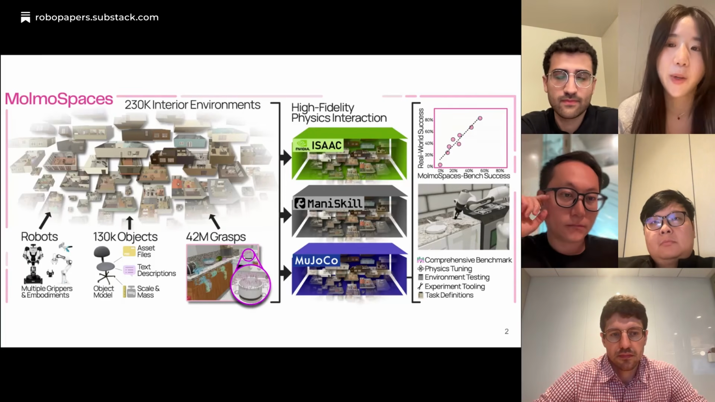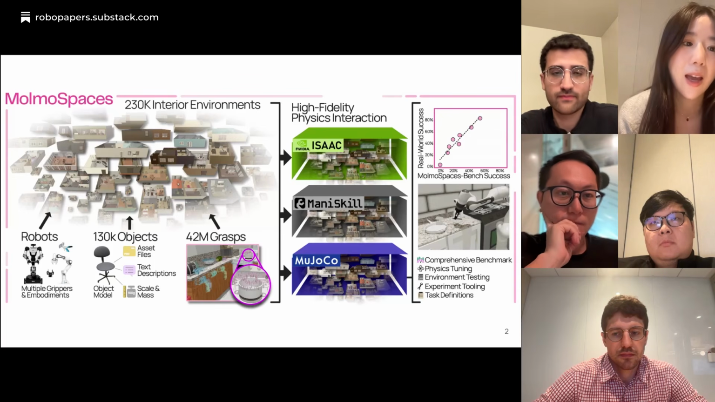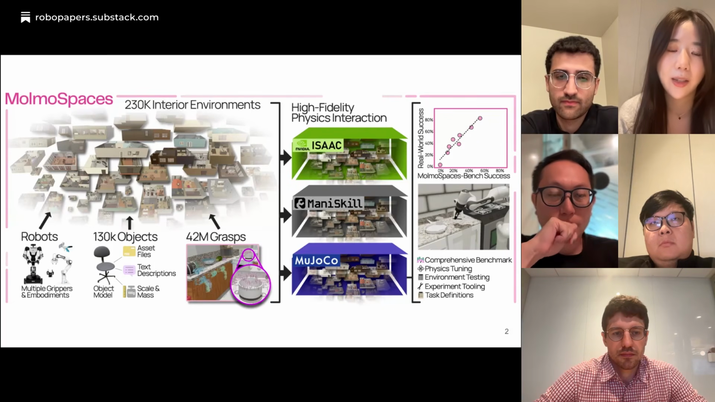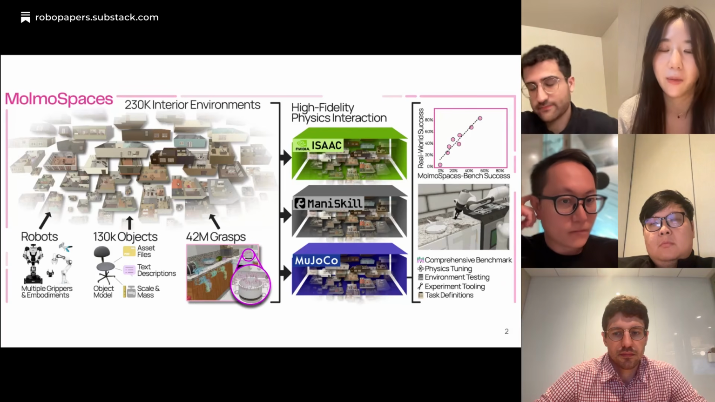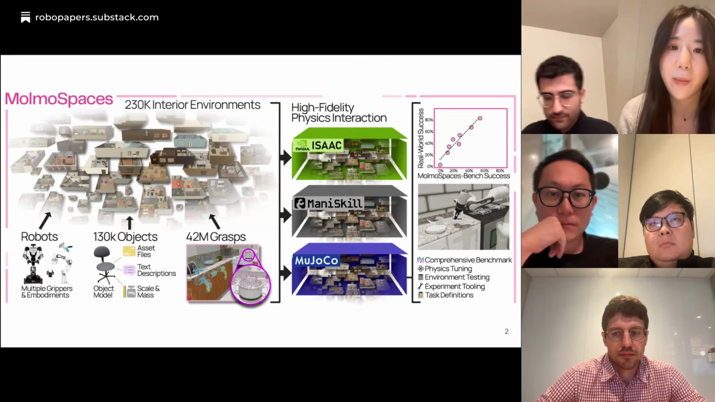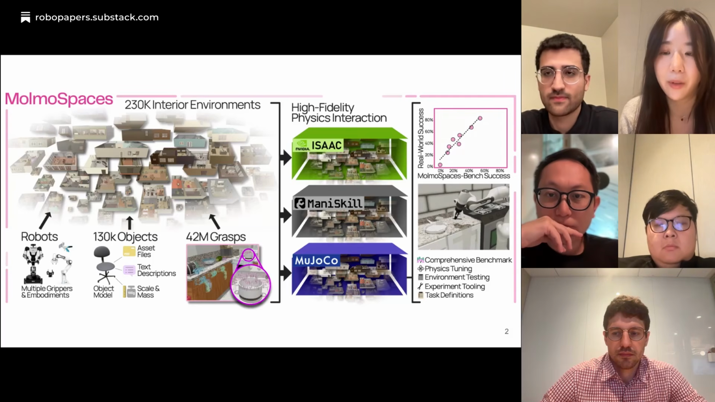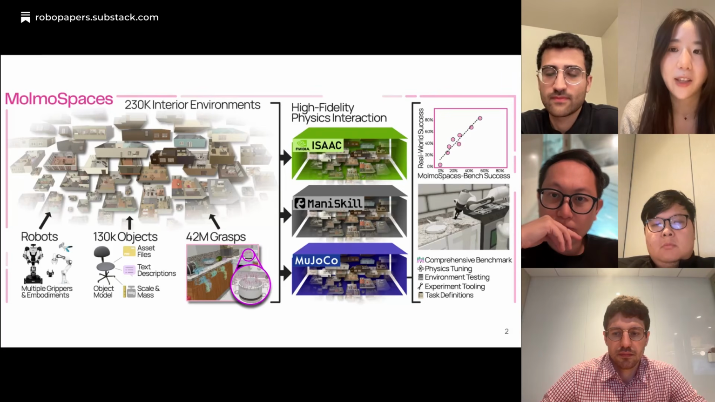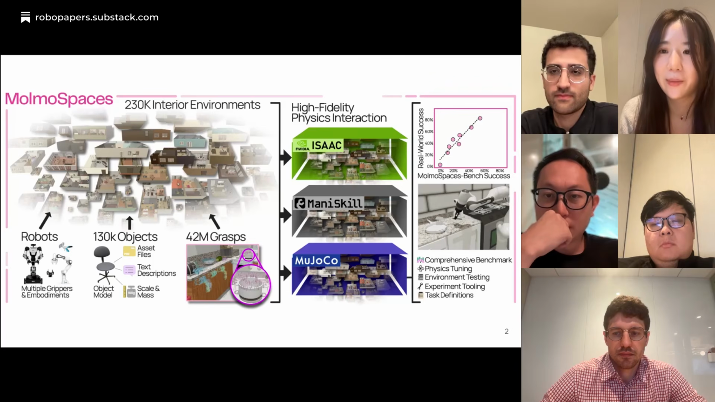So through MolmoSpaces we brought 230,000 interior environments ranging from 1 to 10 rooms, encompassing 130,000 objects with annotated 42 million grasps. These assets and scenes are all compatible with high-fidelity physics simulators, including MuJoCo, ManiSkill, and Isaac. In order to show that these scenes and assets are useful and meaningful for the real world, we also did a robust study and benchmarking with these large-scale datasets. We'll detail more about this benchmarking later through the slides.